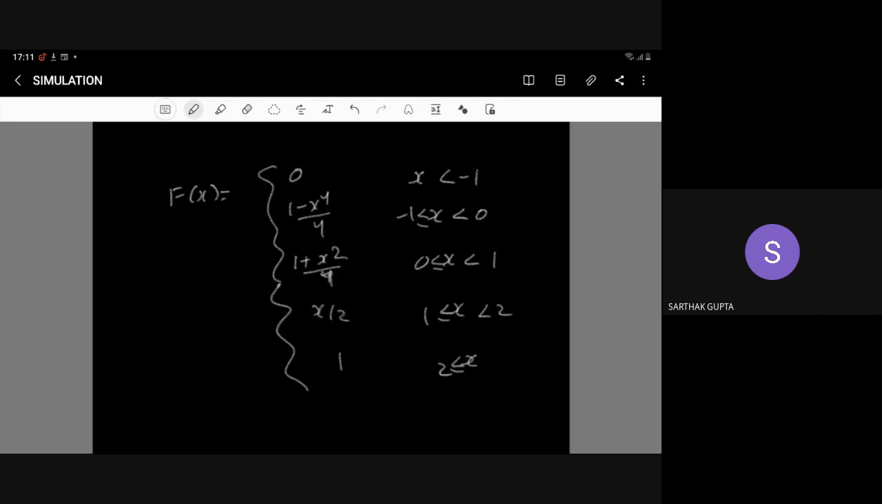The equal to sign you have to write on the left side only. In the PDF you have seen that whether we have the equal to or not, there is no problem. But in case of the CDF, always you have to write the equal to on the left inequality. So this is the correct way of writing the CDF.